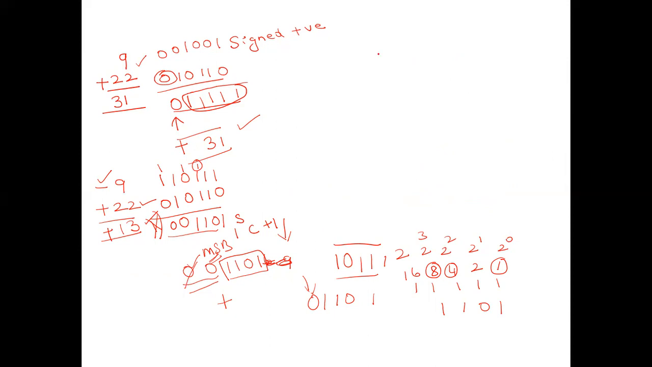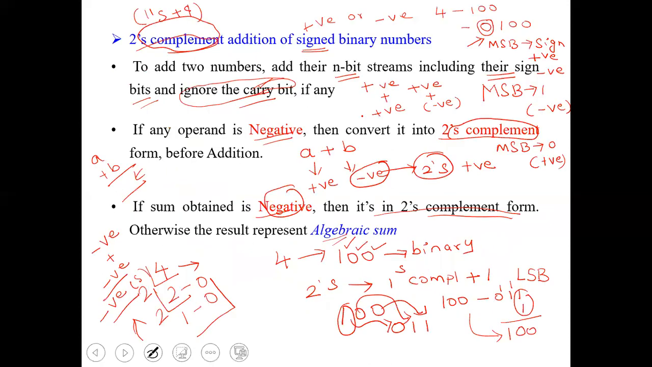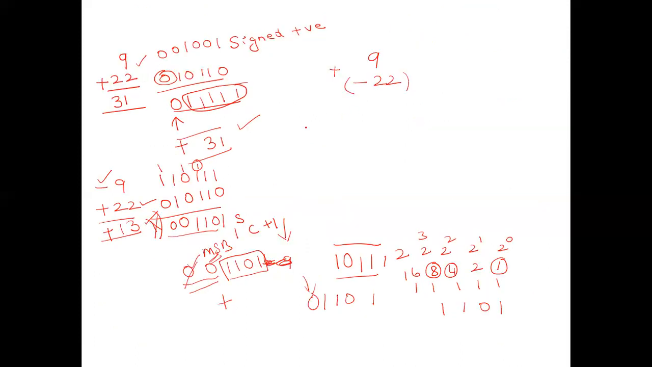Okay, the input is +9 and then -22. Actually you are adding 9 plus -22. So that is what in the rule book they have said: if the operand is negative, convert it into a 2's complement before addition. So what I will do, the actual meaning is here a plus b. A is 9, b is -22.